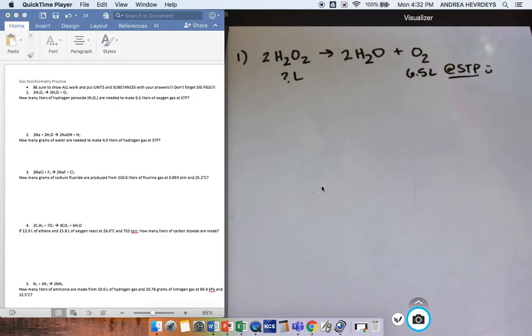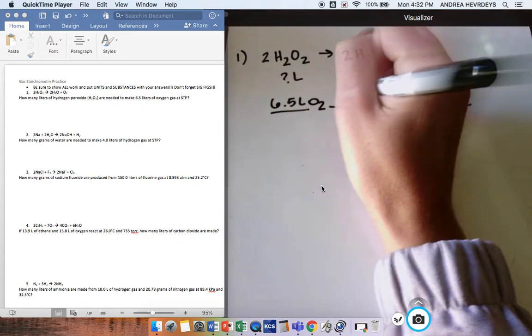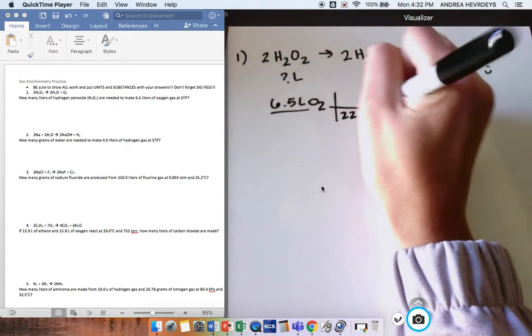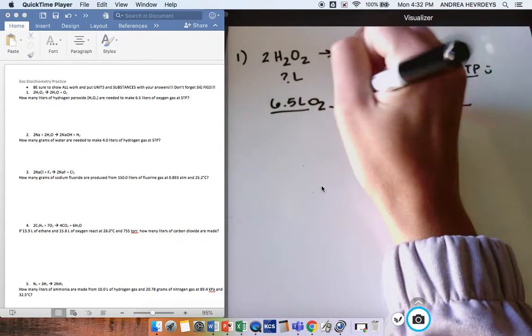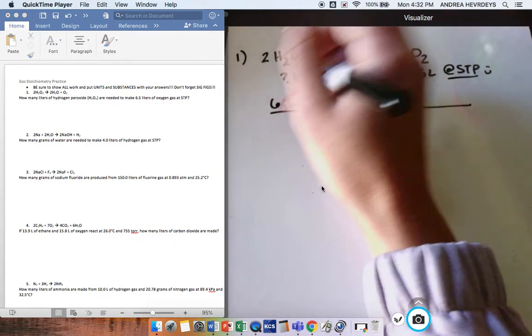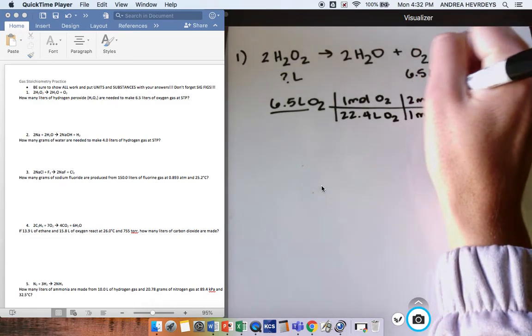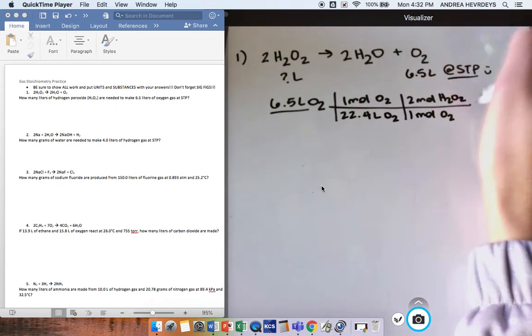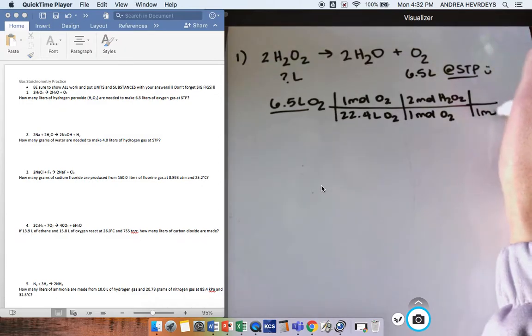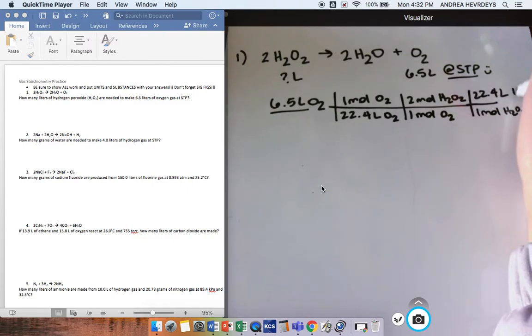And so big smile there. At STP means we just get to use stoichiometry in T-charts. 6.5 liters of oxygen goes in my first box. I need to cancel out those liters and convert that to moles of oxygen. Once I'm in moles, I can use my mole ratio. Every mole of oxygen comes from 2 moles of hydrogen peroxide. And then every mole of hydrogen peroxide is also 22.4 liters.